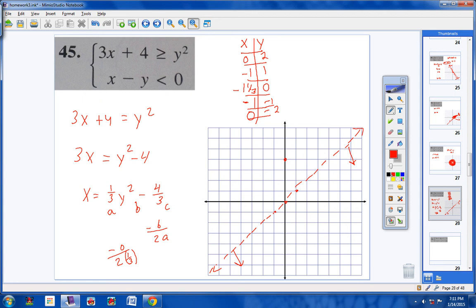Let's go ahead and graph our parabola in green here. So 0, 2, 1, 1, or negative 1. Yeah, right there. Let's see if that's right. 0, 2, negative 1, 1. And then negative 1 1/3, 0, about right here. And then negative 1, negative 1 right here. And then 0, negative 2 right here.